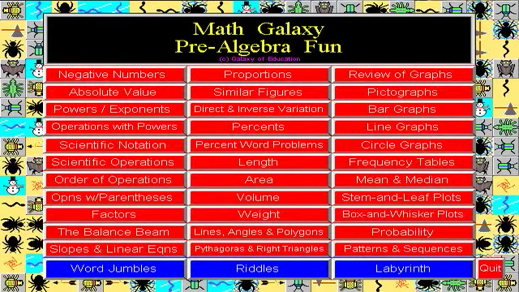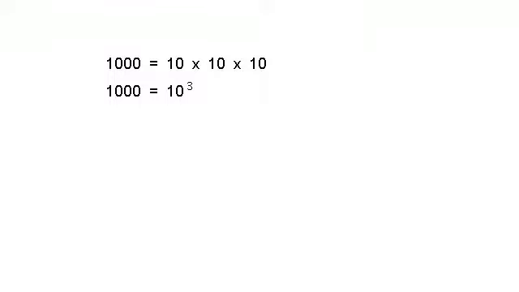This video is a preview of the MathGalaxy pre-algebra fun tutorial, where we'll be looking at scientific and metric notation and operations. In order to review scientific and metric notation, you need to be familiar with negative numbers, multiplying and dividing by tens, and exponents. So if you're not familiar with those topics, you should review them in our other videos first.